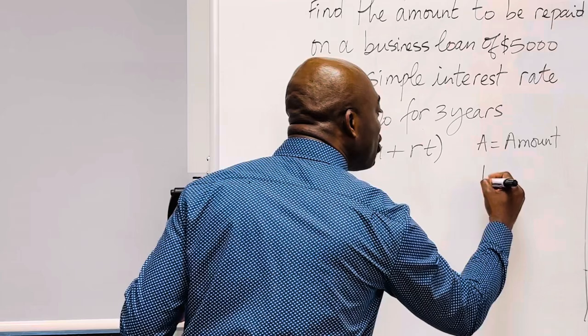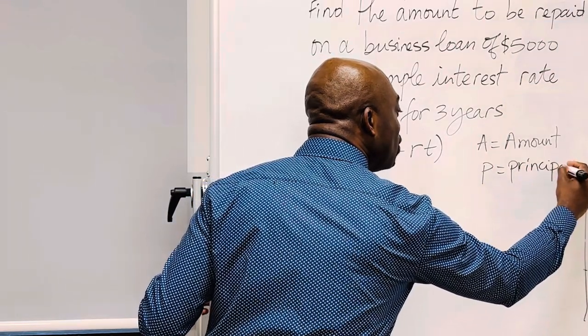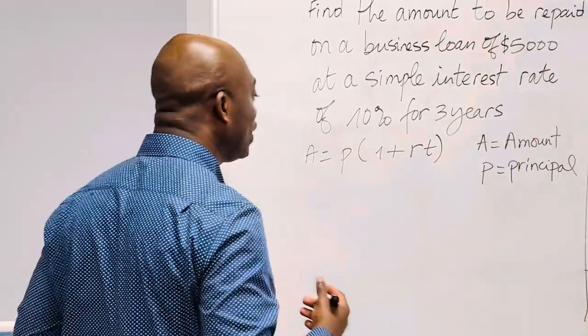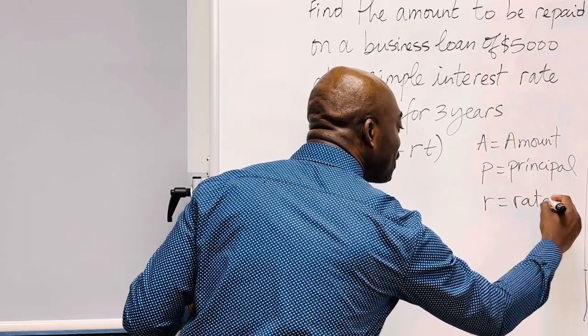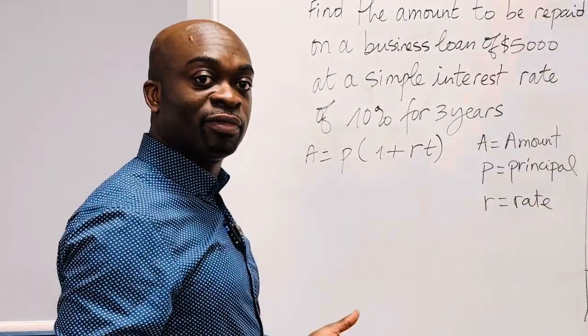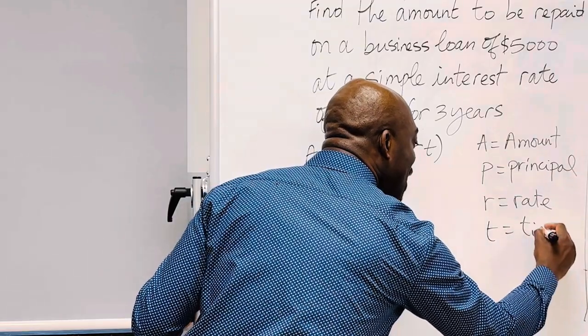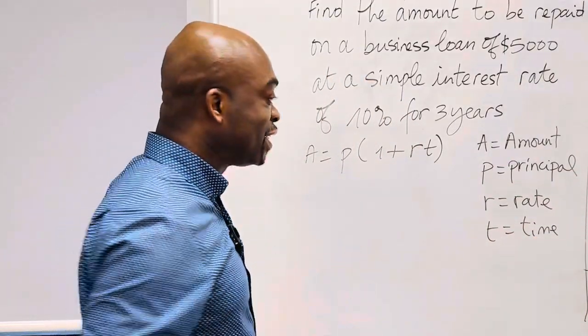Now P is the principal, and the principal is how much of a loan that we are actually taking. And then R is the rate of interest that we're going to pay. And then T is just the time of repayment, so that means after 3 years in this case.